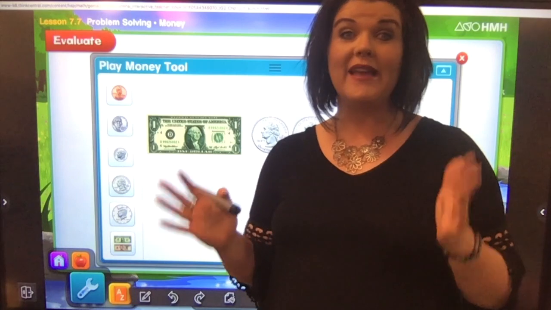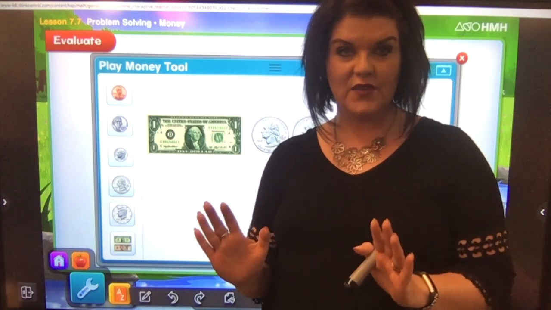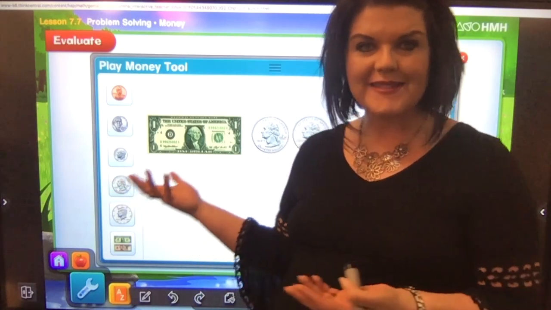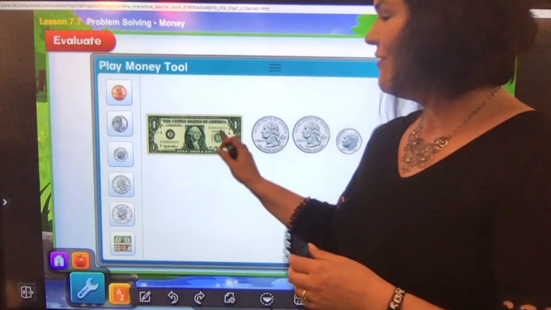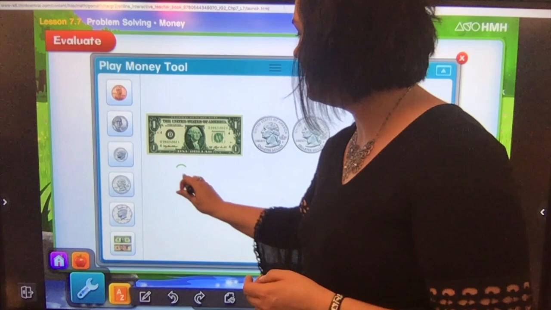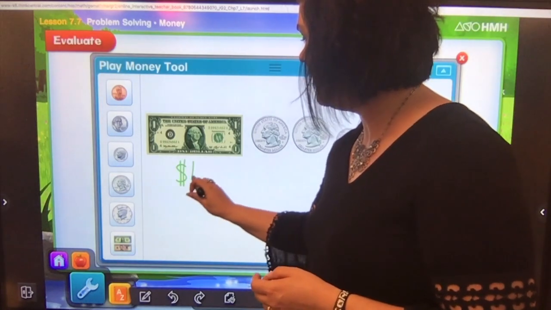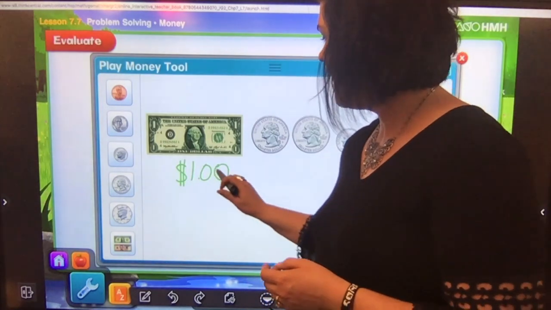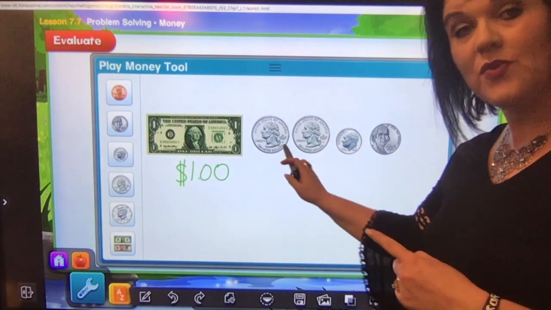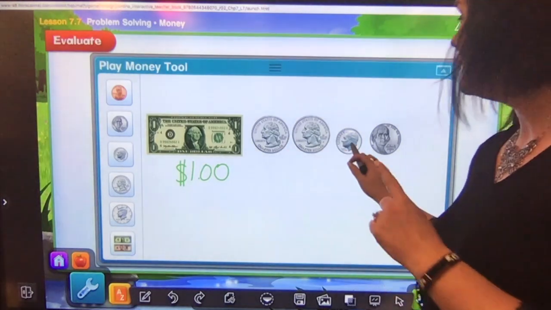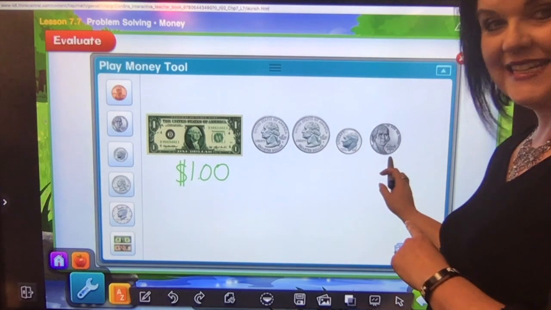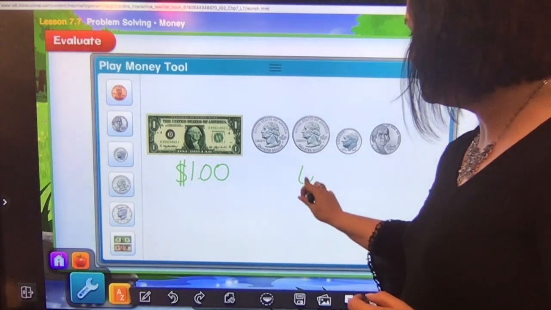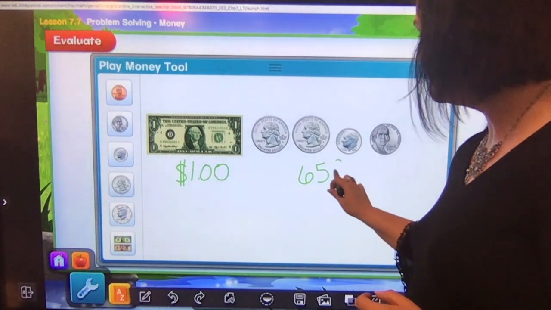Amelia has been helping out around the house, doing great things for her family, and she's been earning some money. And so let's find out how much money she has earned. Right here, we know we have $1, and we have 25, 50, 60, 65. So she has 65 cents.